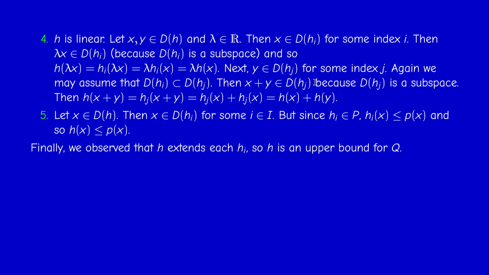Okay, so we proved that this H belongs to P, and it extends each h_i by construction. So it's an upper bound for Q. Now I'm not saying that H is in Q, we don't know that, but it's an upper bound in the sense that any element in Q is less or equal, or is extendable, to H. So H is an extension of each element of Q. So this proves that the set P is inductive according to this order relation.